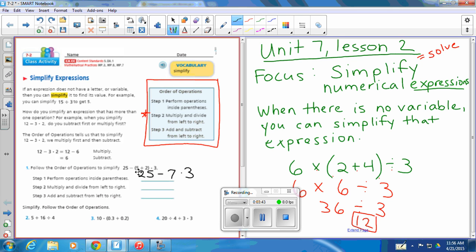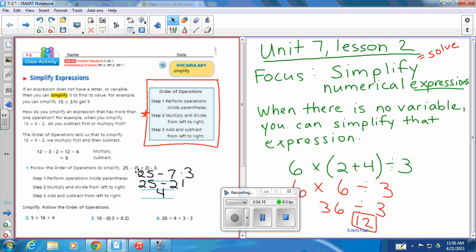Then step 2 says multiply and divide from left to right. Well, this is subtraction. Are we going to do that right now? No. So we need to do this first. 7 times 3. So 25 minus 7 times 3 is 21. So that's what that will look like for step 2. And then finally our step 3 is add and subtract from left to right. Well, 25 minus 21 is 4. So we have now simplified that expression. We've gotten down to one number.